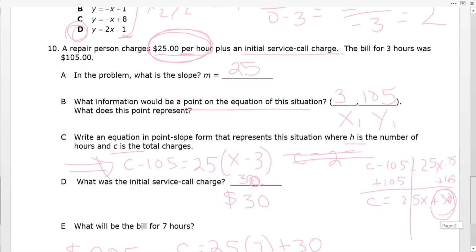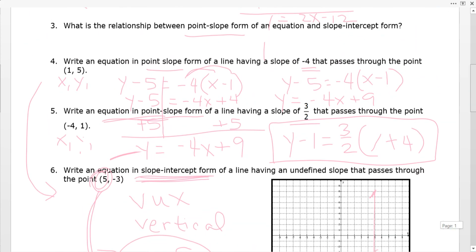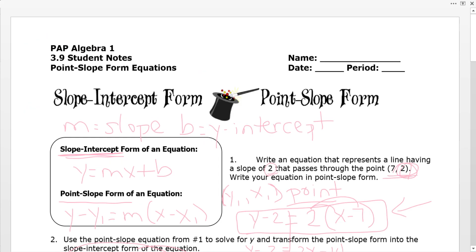Pretty straightforward. It's just another way to write a line with different information, but both of these equations can give you the same line that you could draw from the equation. Just different forms, but it's the same thing. So that's where the magic comes in.